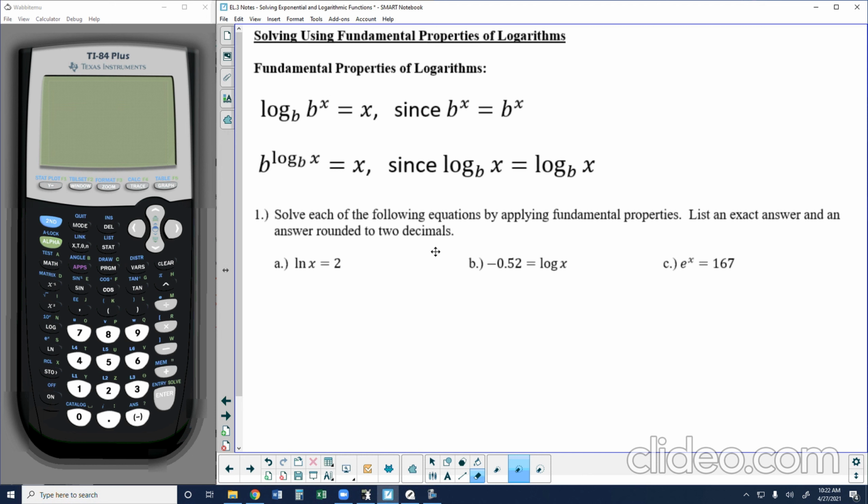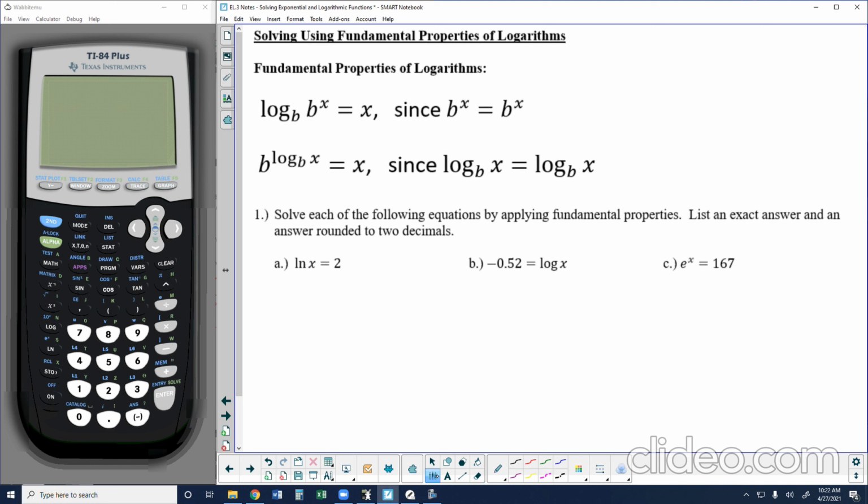In problem number 1, it says solve each of the following equations by applying fundamental properties. List an exact answer and an answer rounded to 2 decimals, and we'll do that only if needed. Sometimes we have just exact answers. So what we have here in problem number 1a is the natural log, or log base e, of x equal to 2. And we want to solve for this x value.